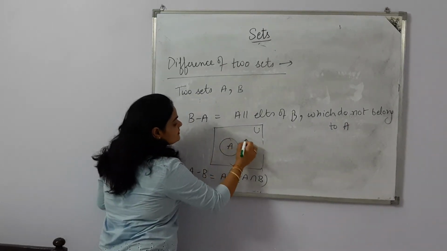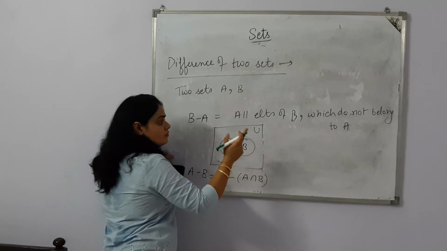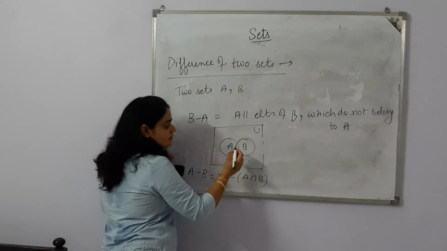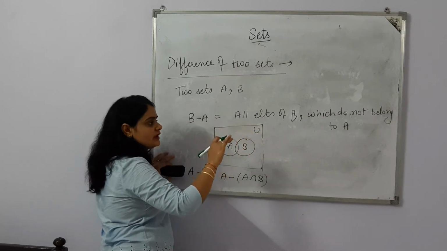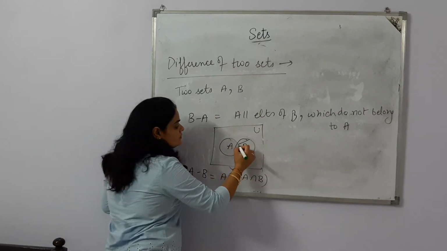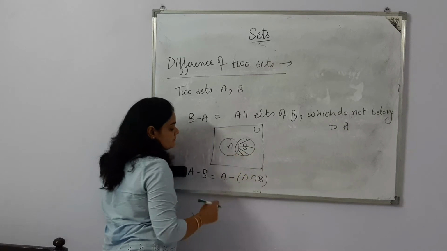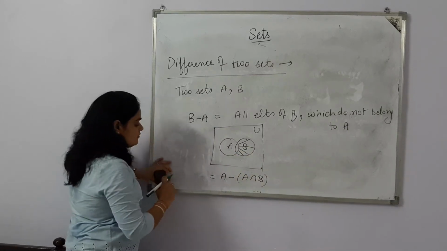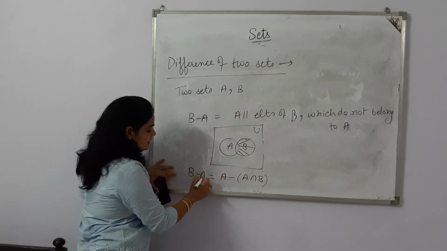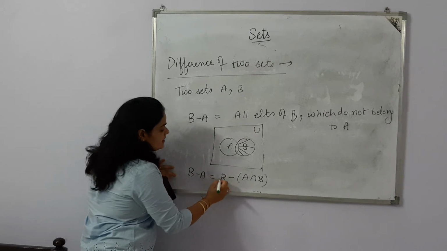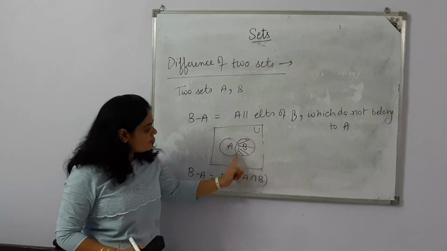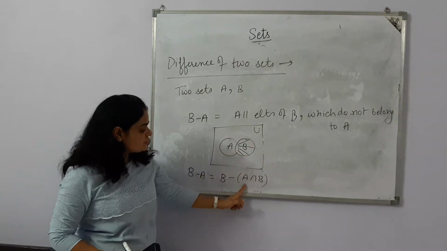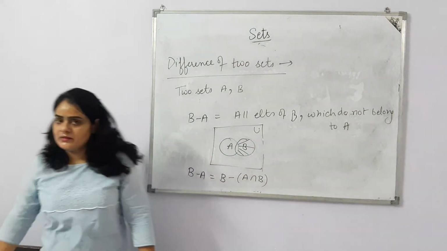This is your A set, this is your B set. So all elements except those belonging to A, we will not consider those elements. So if we want to find the formula B minus A, it means from B set, this circle is the B set, from B we'll subtract the common portion A intersection B.